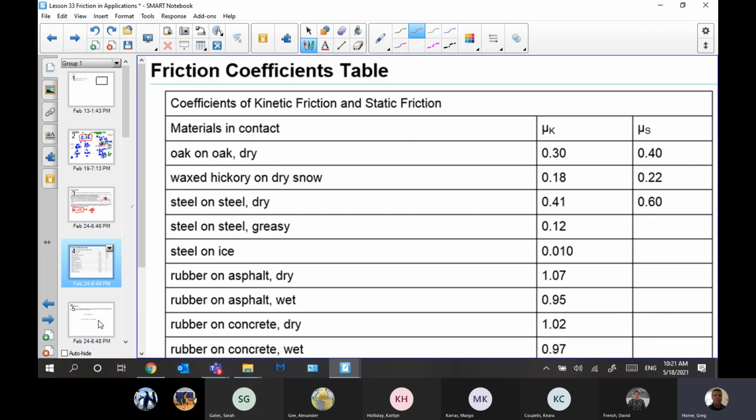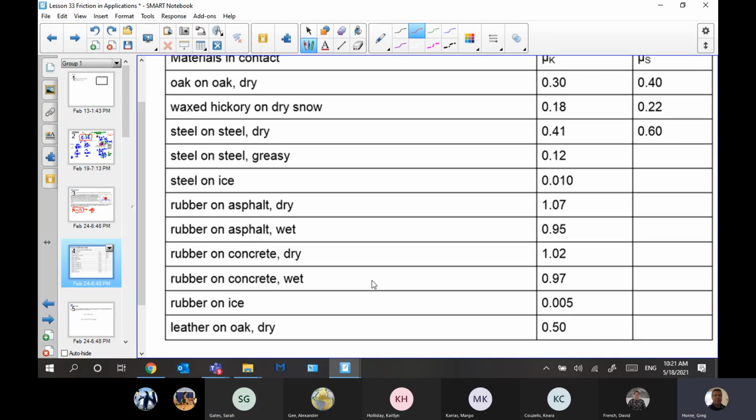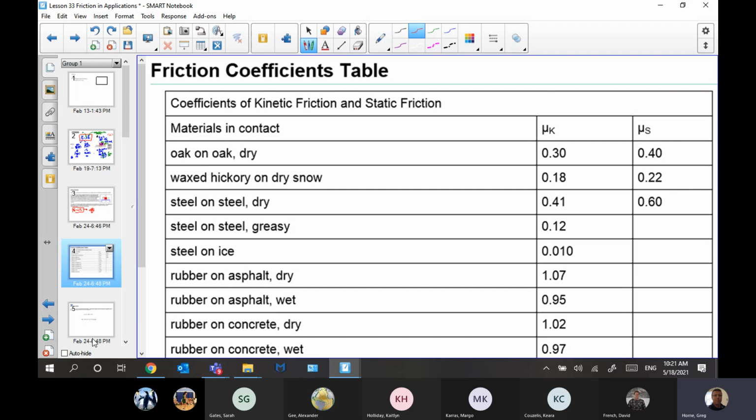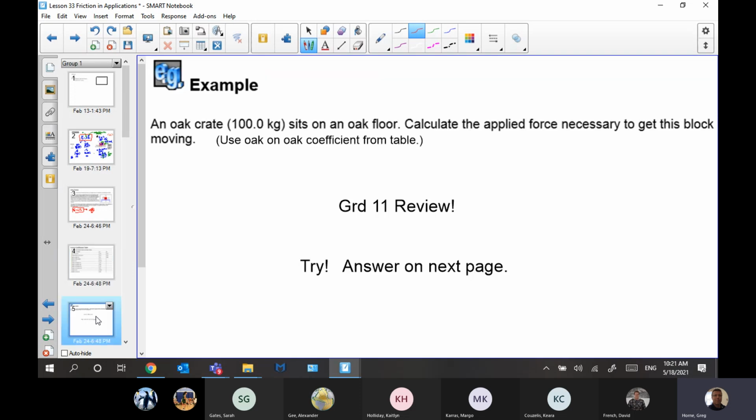So coefficients are just a bunch of values you could look up. You can Google it. It'll be given in a question, whatever. You're not required to memorize those things. Just basically know the idea of how to use them.